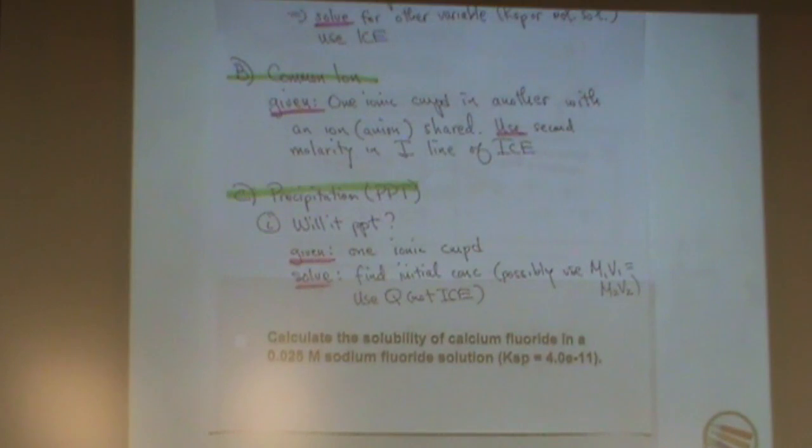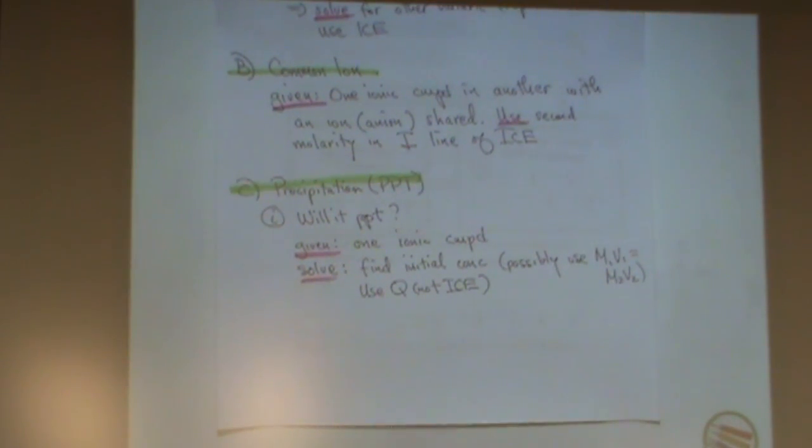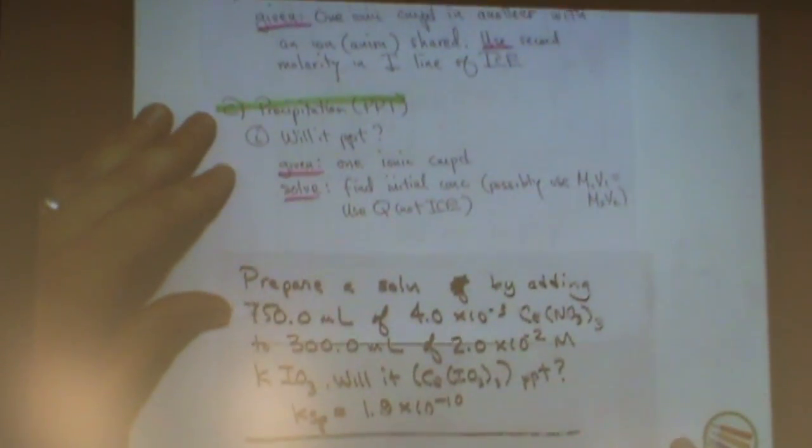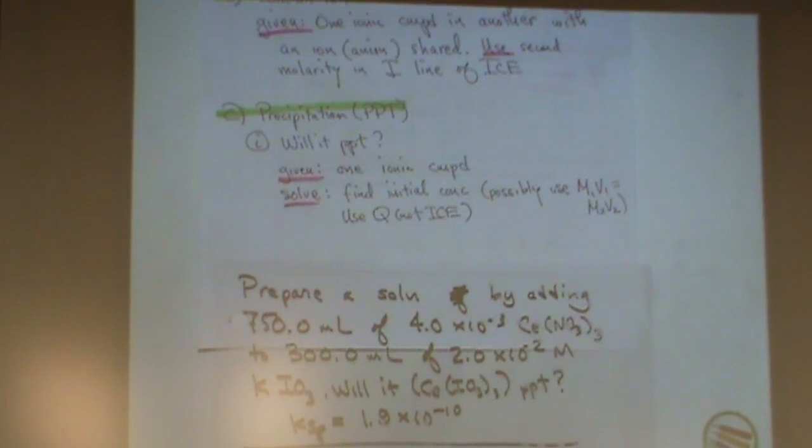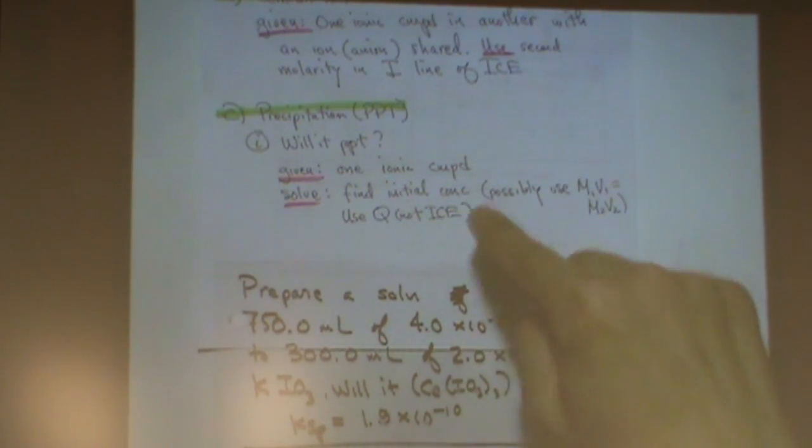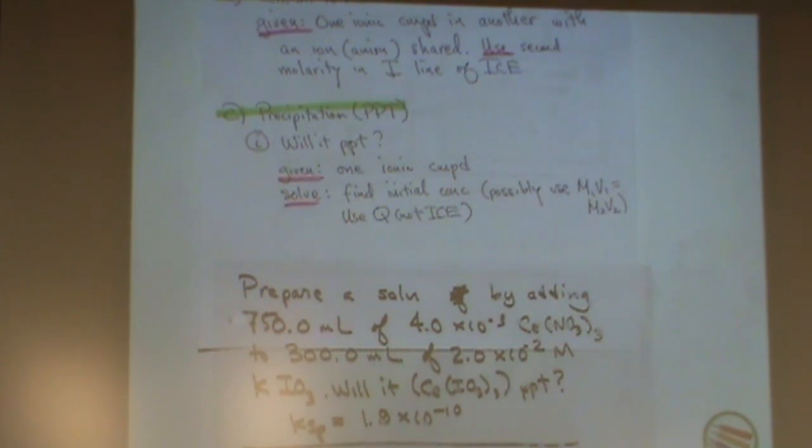A classic one that I did in class, while you're copying that down. Here we go. The cerium one, if you remember that from class. I asked, will it precipitate? And I'm mixing 2 things. Even though there are 2 things, I care about the cerium in the first and the iodate in the second, so it's really one compound. See, there's only one Ksp here. So you're going to use Q. No ice table. Find Q, compare to K. That's it.